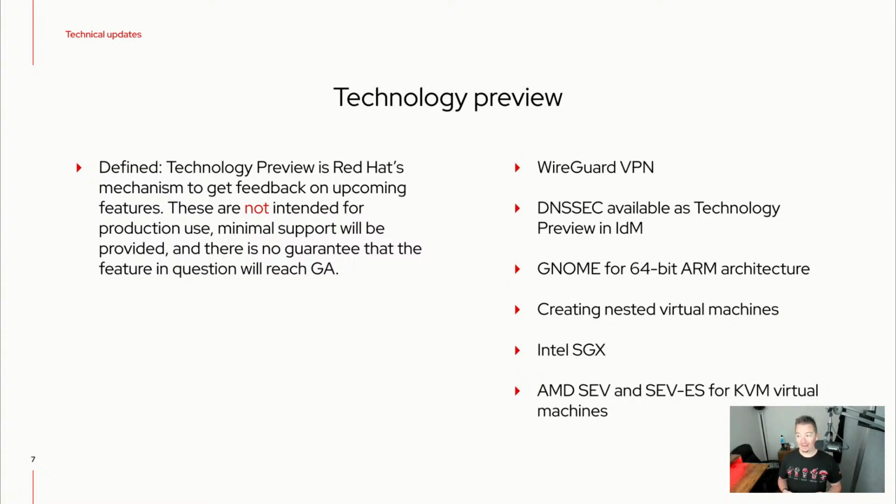WireGuard VPN. I am a Tailscale user here in my home lab, and a former OpenVPN administrator in some of my Linux days. So WireGuard built into the kernel, amazing way to increase throughput, decrease your risk profile. So that's in tech preview right now.